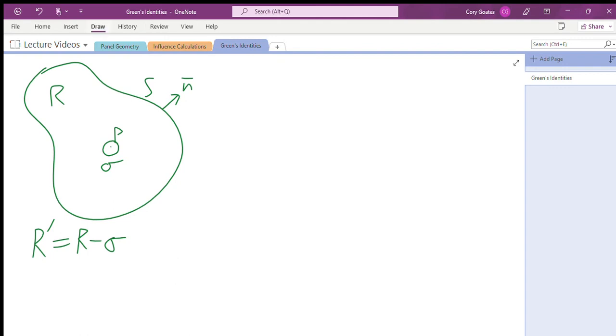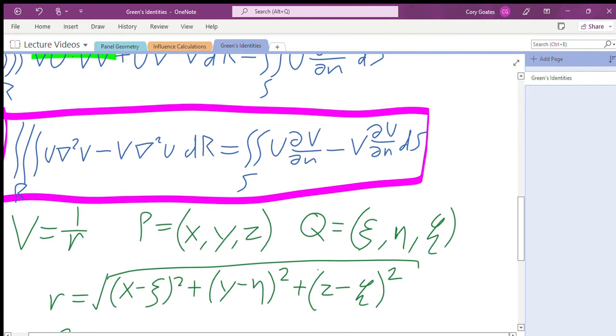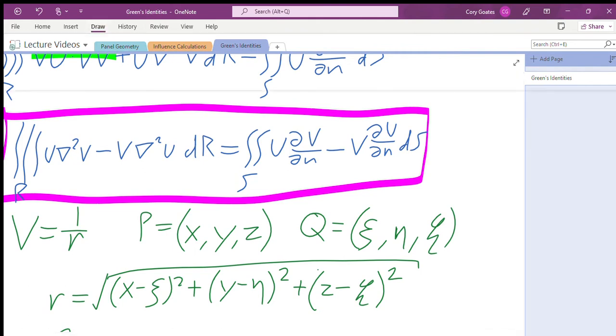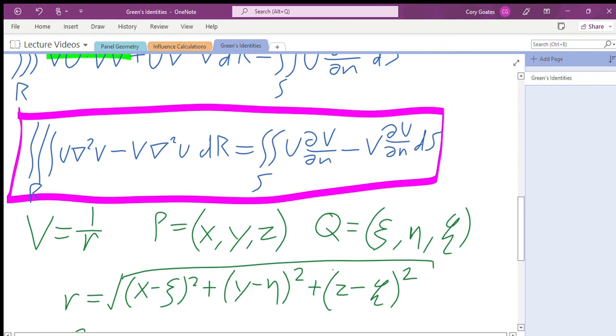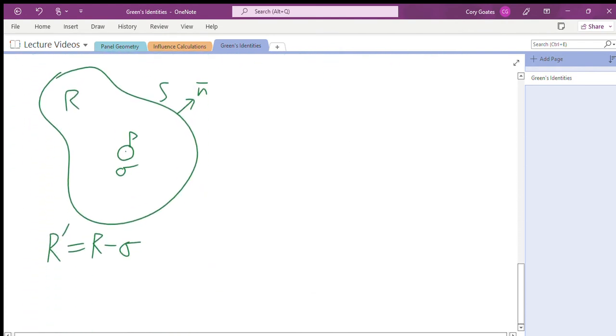Now you'll notice that the very first term here is going to vanish. And why is that? Well, because we said in R prime, V is harmonic, and so this grad squared V term is identically 0. So because we're considering R prime, that term goes away. We don't have to consider it anymore. Okay? How convenient for us.